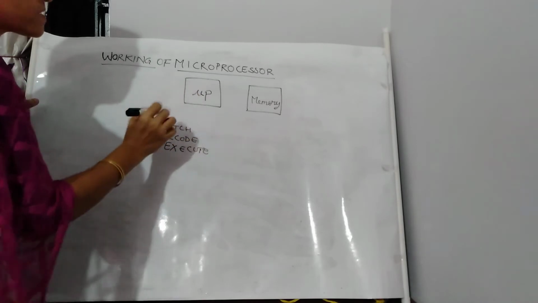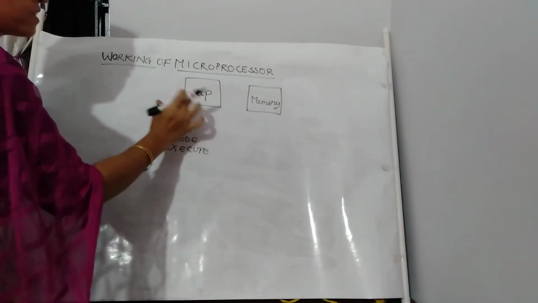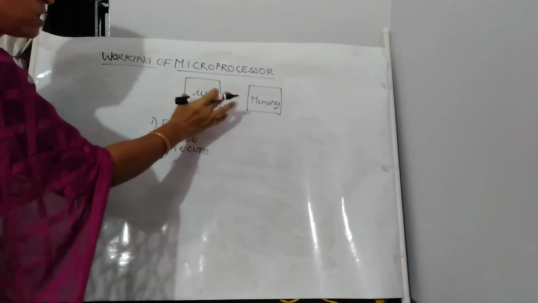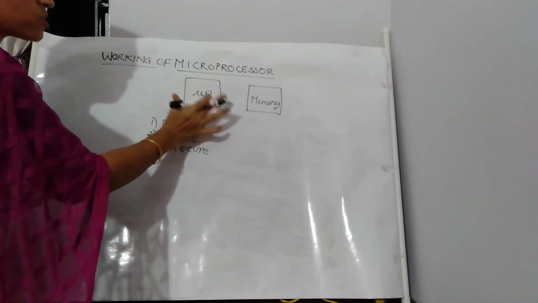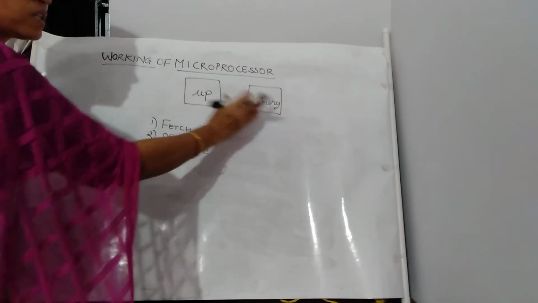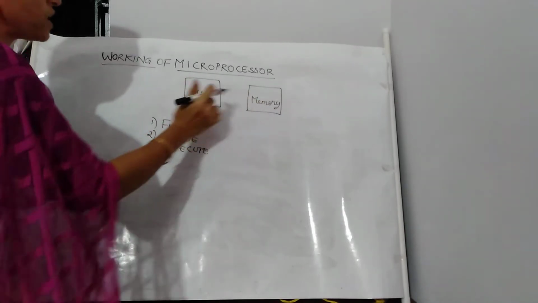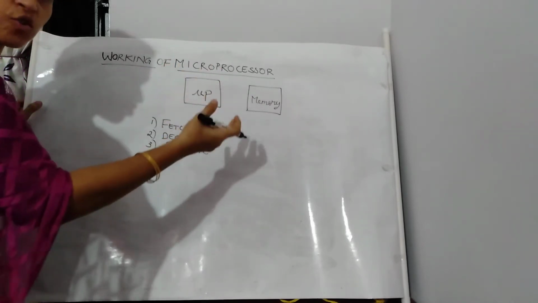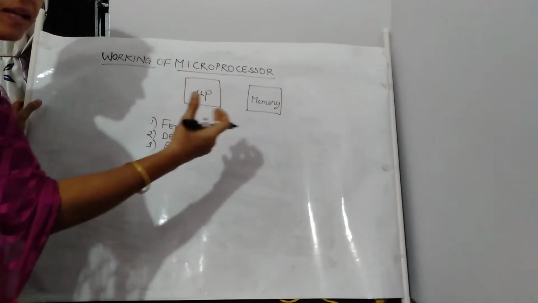Now when we consider the interfacing, we had said that the microprocessor alone cannot do anything. Okay, so microprocessor has to be interfaced with the memory. Okay, so here we actually have three buses. That is control bus, the address bus and data bus.